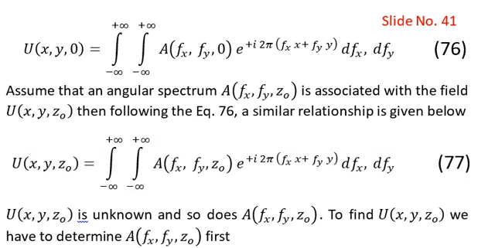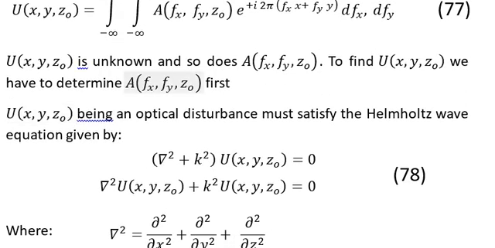The rest of the things are the same, and on the left hand side we have the field u of x comma y comma z naught. In this equation 77, the angular spectrum A at the position z naught is unknown, and that's why the field on the left hand side, u of x comma y comma z naught, is also unknown. So if we can make a connection between the angular spectrum at z naught and the angular spectrum at z equal to 0, we can determine the unknown field in equation number 77, that is u of x comma y comma z naught. Let's see how we shall carry on the calculations. U of x comma y comma z naught is unknown, and so is A of fx comma fy comma z naught. To find u of x comma y comma z naught, we have to determine A at fx comma fy comma z naught first.